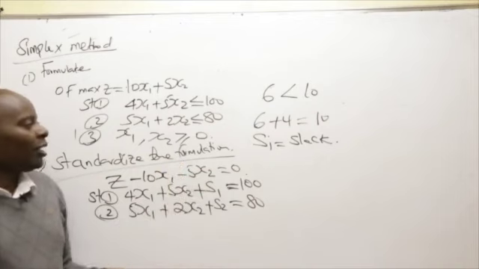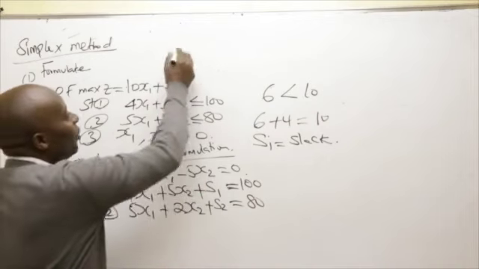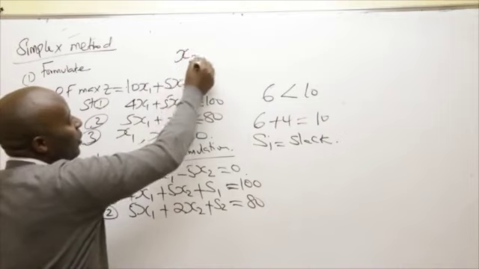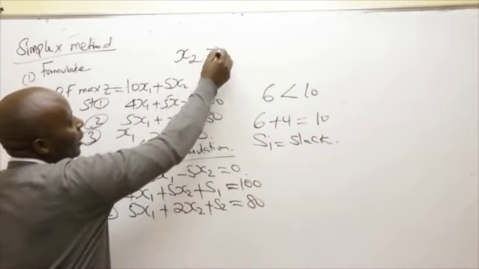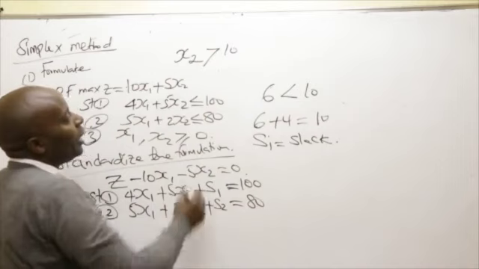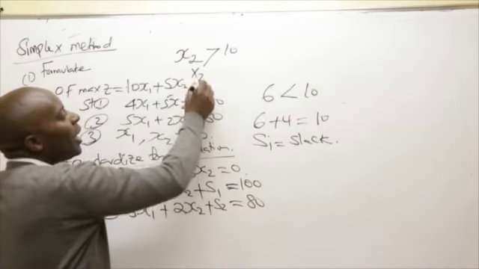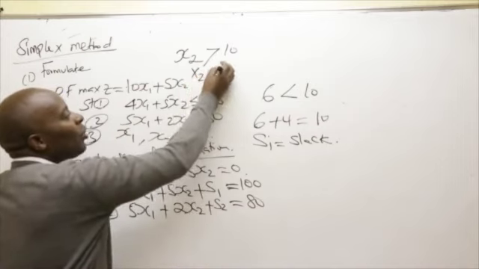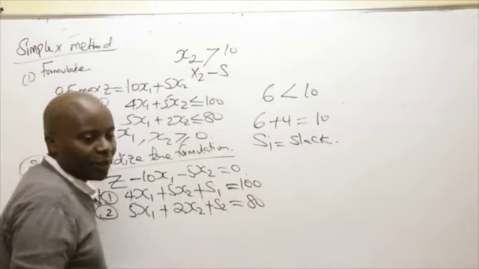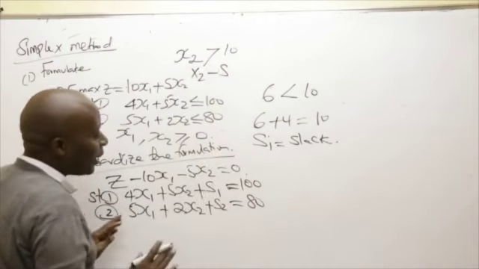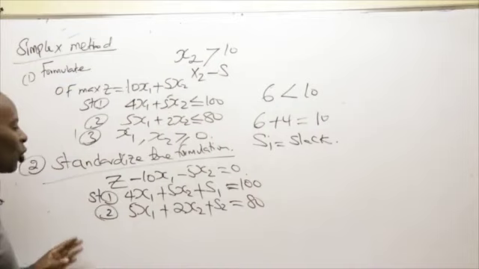Being equal. If, for example, ladies and gentlemen, I had this kind of a sign, if, for example, you have here x2 is greater than, say, 10, on the left-hand side here, as we shall be seeing later, I would have come here and subtracted what we call the surplus. But for now, let us not go there. For now, we are talking of the standardization. Standardization, two things, ladies and gentlemen.